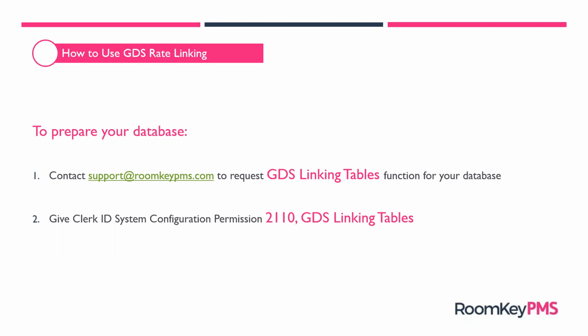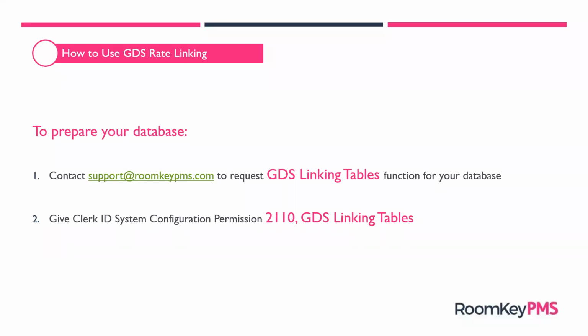Now, our support team will need to enable this first for your database before you can start using the tool itself. Once our support team has enabled that function for your database, you can then access your clerk ID and give yourself permission. So the permission code is 2110. That's GDS linking tables. Once you have access to the function and given yourself permission to use the function, you can then get started with the GDS rate linking tool. So let's take a look at this together.